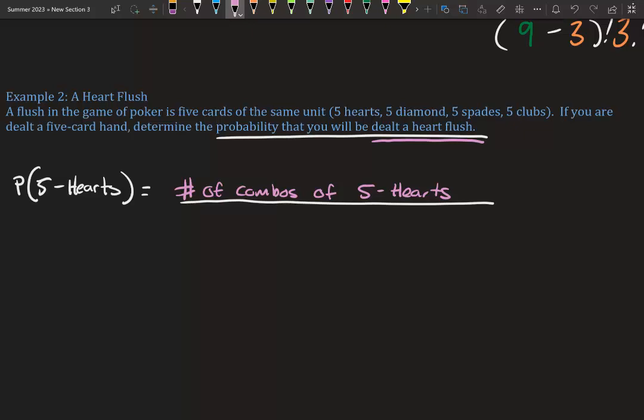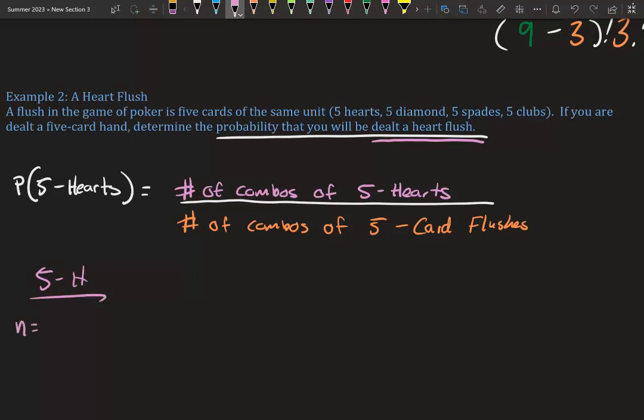It means if we took all the hearts out of the deck, how many ways can we mix and match to have 5 of them in our hand? The bottom is always your total of everything. So instead of just heart flushes, we want to know if we look at the whole deck, how many types of 5-card flushes can we get?